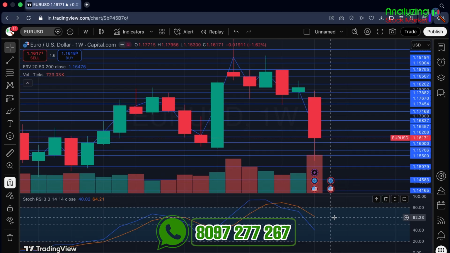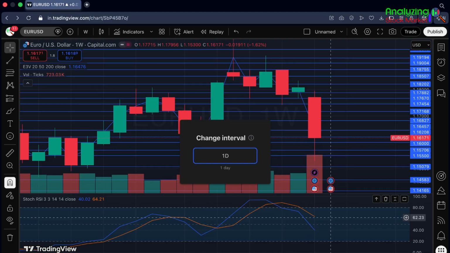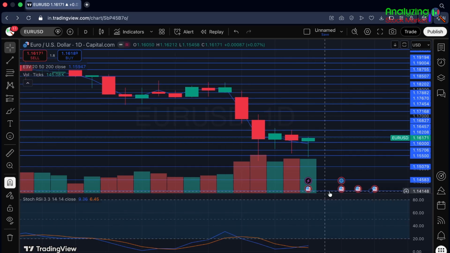But remember, as we always say, we should not depend only on RSI or other indicators. We should also look for other factors which move the pair, like any news or important events, and then make a decision according to that data. So now let's mark some important support and resistance zones on a one-day chart. So let's open a one-day chart over here. So yeah, this is a one-day chart currently.